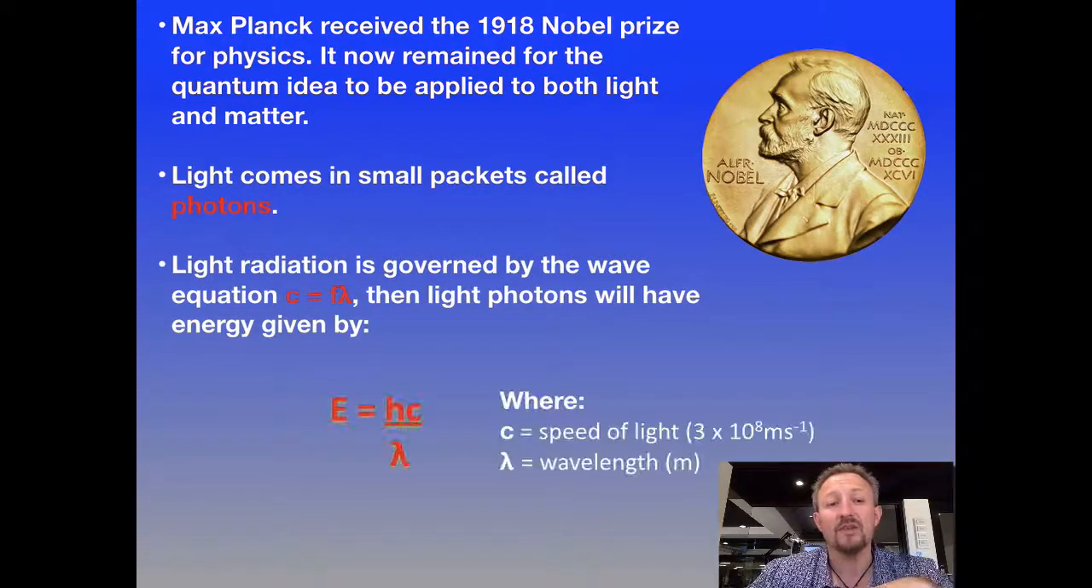Then we can substitute that into E equals hf, so that if we make f the subject, we get c divided by lambda. We substitute that into f, so we also get an equation for the energy of a specific frequency or wavelength of light, which is hc over lambda, the wavelength.